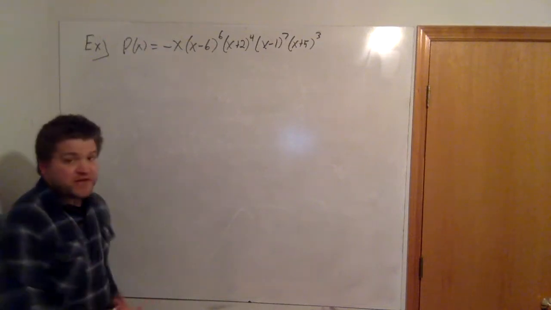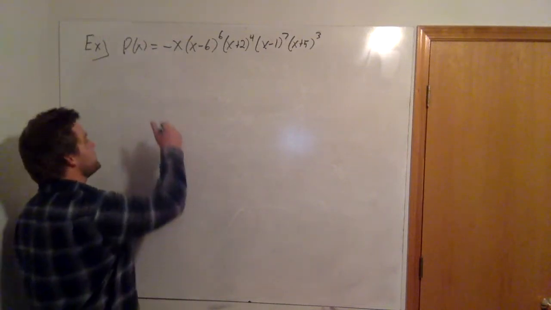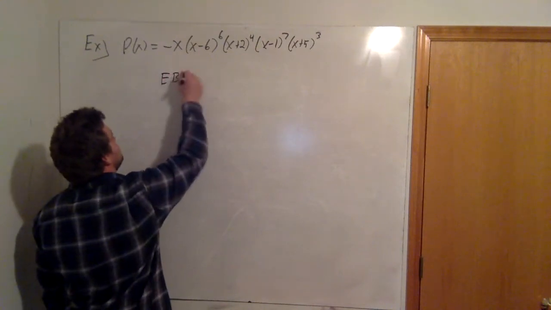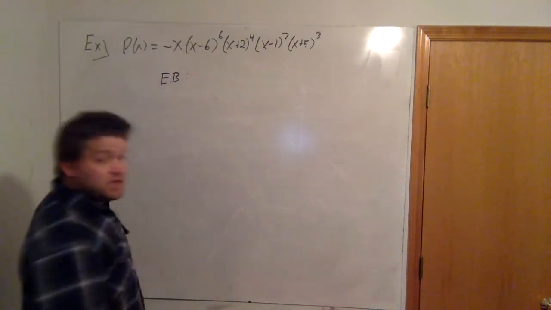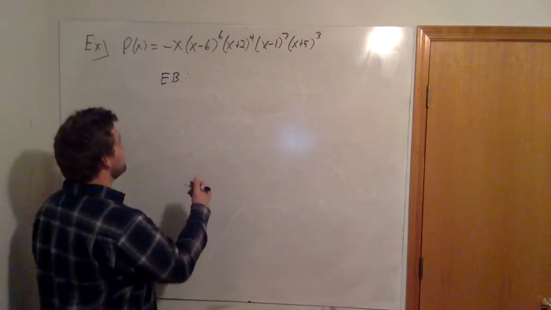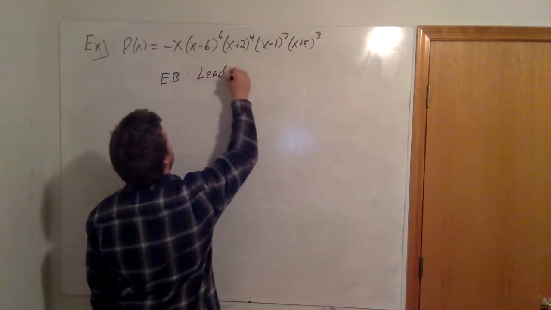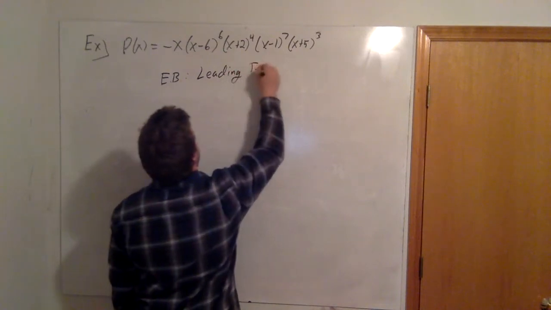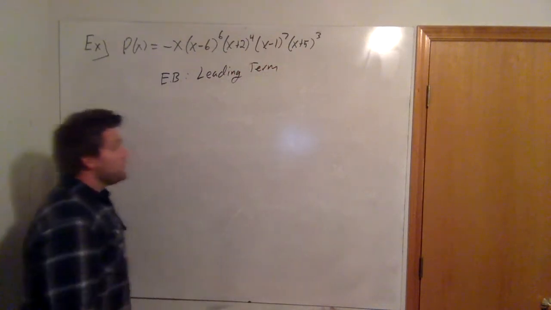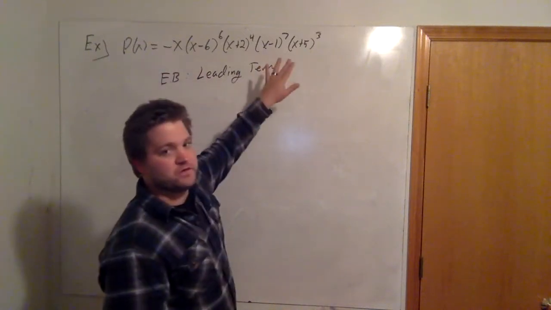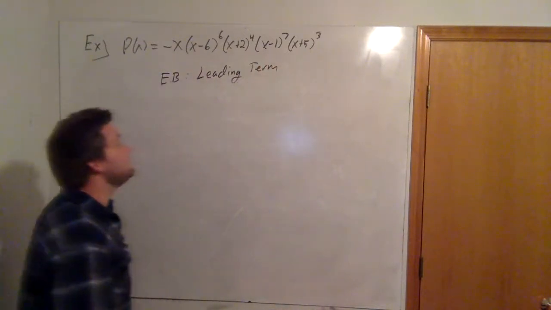So let's first talk about the end behavior of this polynomial. When we're looking at the end behavior, recall that we want to look for the leading term. What we do not want to do is FOIL this out. That would be a nightmare. Please don't do that.